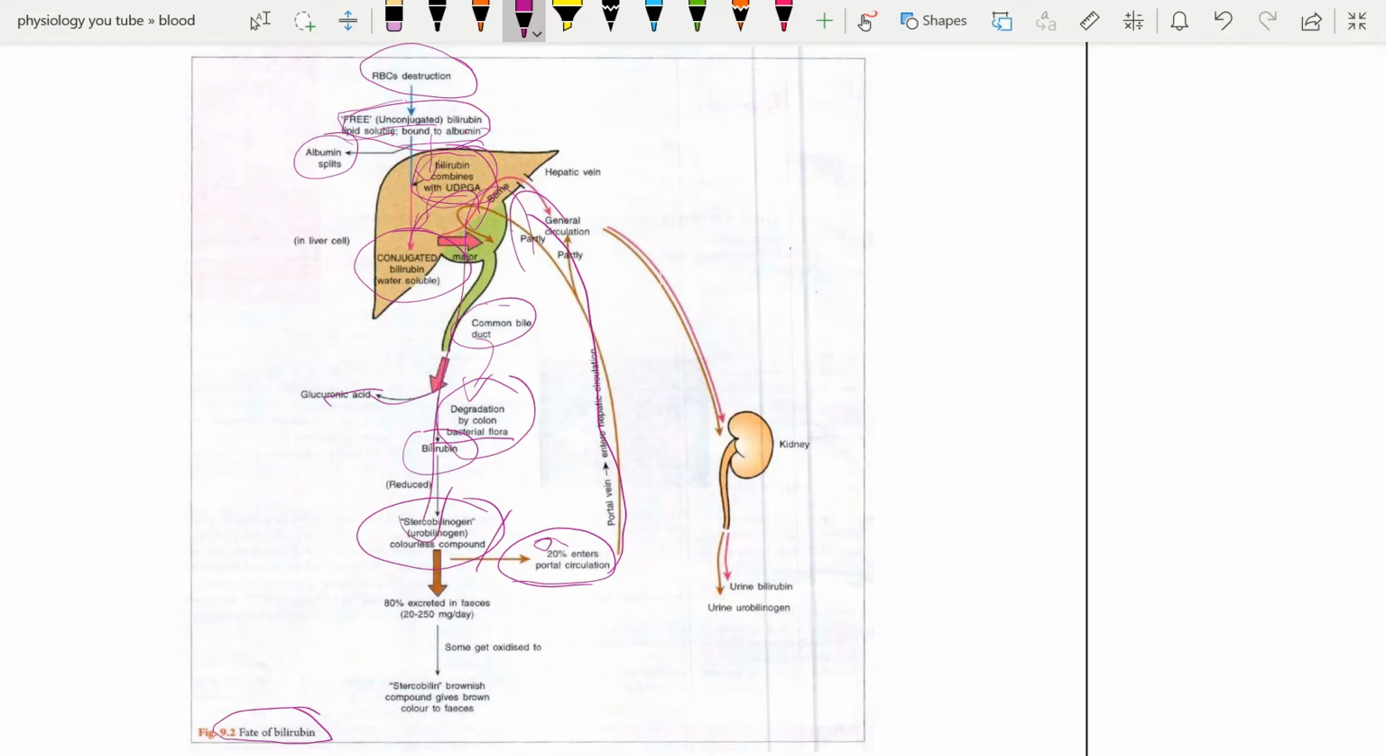Some of it might go to the general circulation. Through the general circulation, it reaches the kidney. In the kidney, it gets filtered and released in urine as urobilinogen. And the remaining 80% is excreted in the feces, which is around 20 to 250 milligram per day. Some of it gets oxidized to stercobilin, which is a brownish compound that gives brown color to the feces.